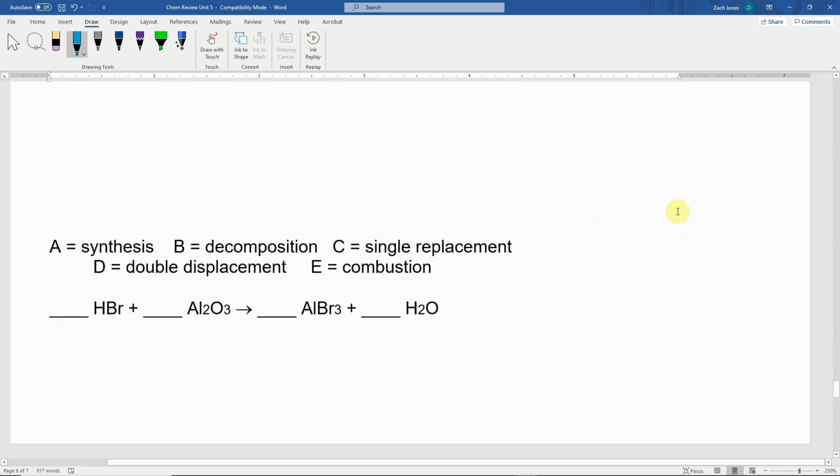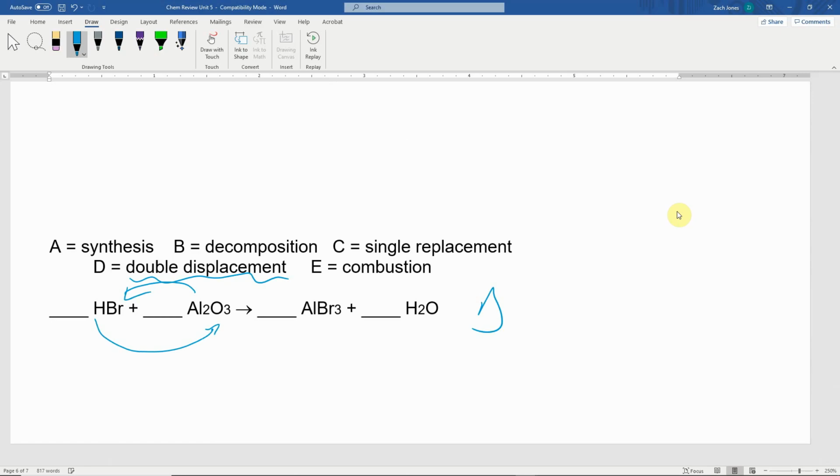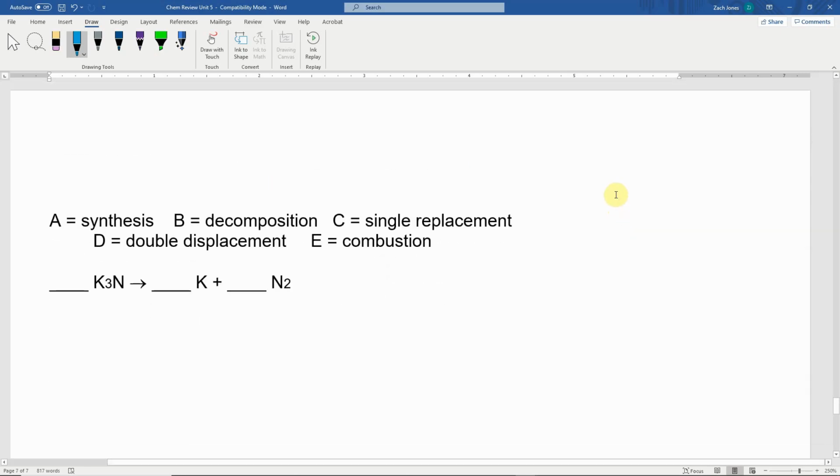Let's try this one. This one is double displacement, because you can see H goes with O, Al goes with Br. They clearly are swapping partners. It is a double displacement. And let's try this one. This might be our last one. 1 thing falling apart into 2 things. It's decomposition. B.